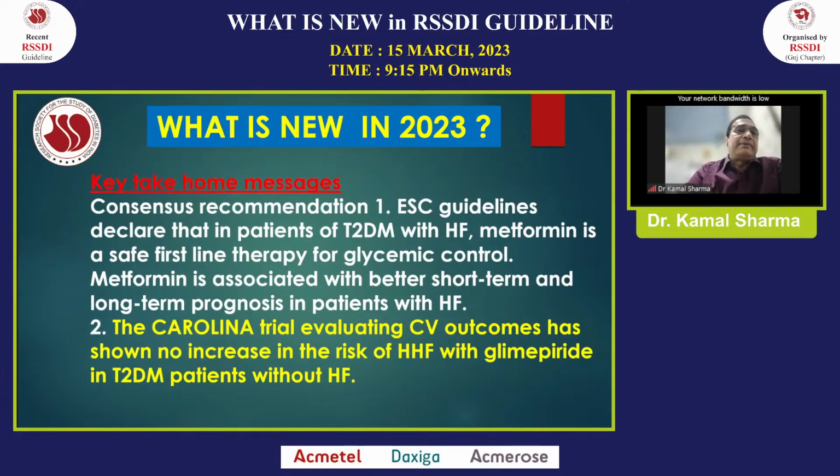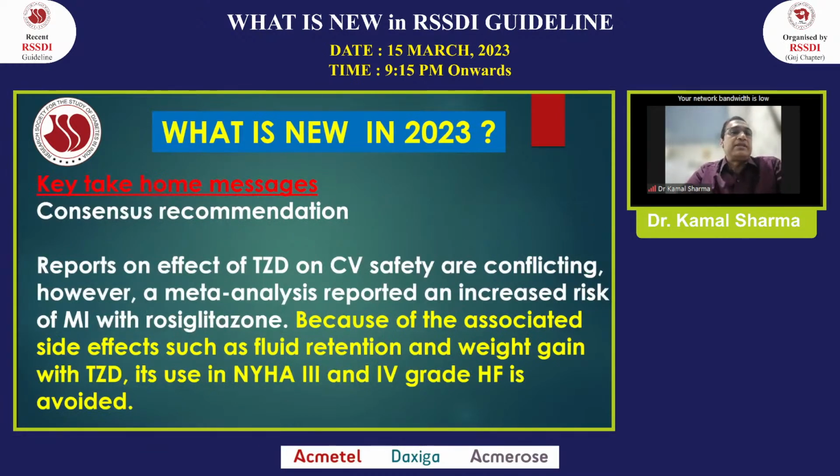Also, the consensus recommendation is that the ESC guidelines suggest that in patients with type 2 diabetes with heart failure, metformin is not only safe and first line for glycemic control, but it is also associated with better short-term and long-term prognosis. And now the CAROLINA trial, after evaluating the CV outcomes, has shown no increase in the risk of heart failure hospitalization with glimepiride also in type 2 diabetes without heart failure. Next slide. But of course, the most important point that remains is the SGLT2, which remains an important pillar.